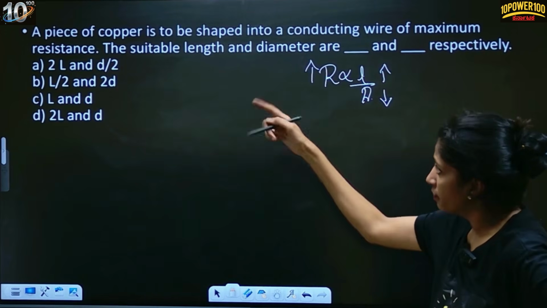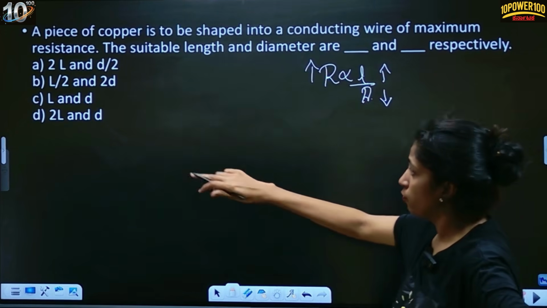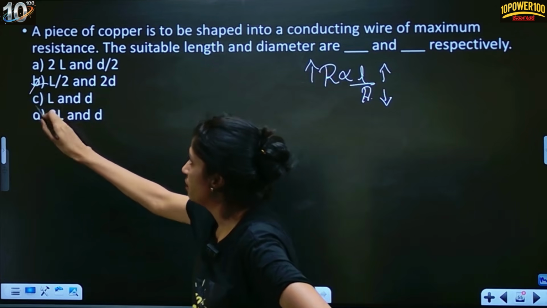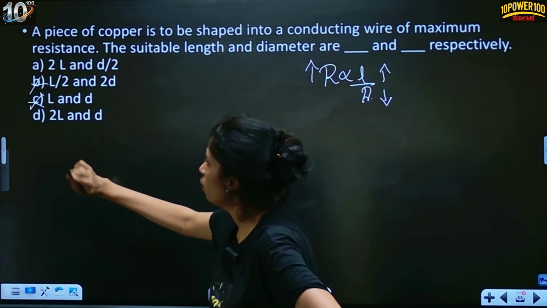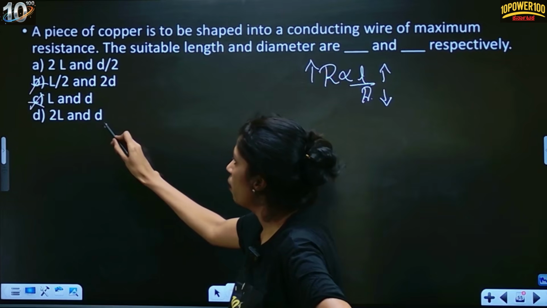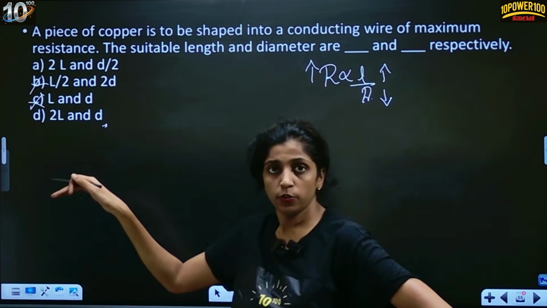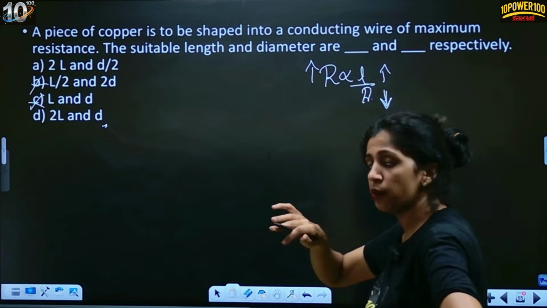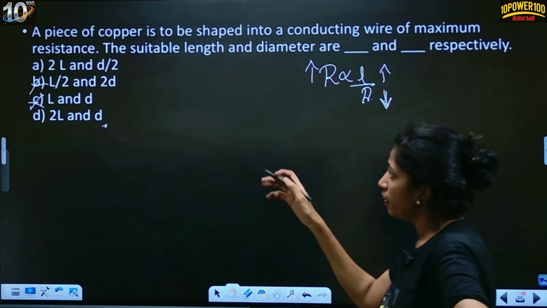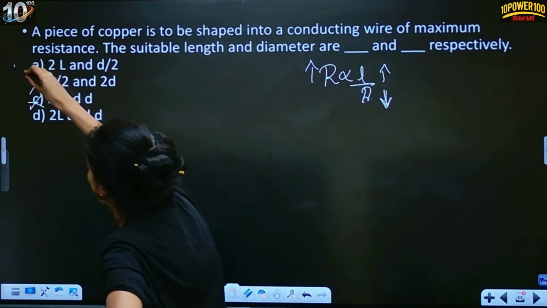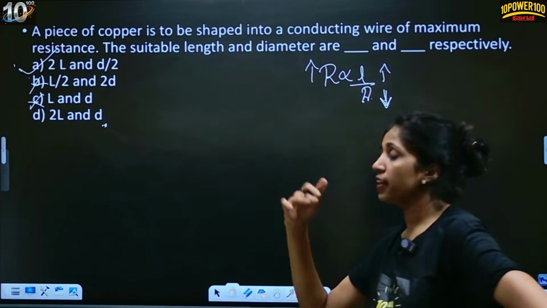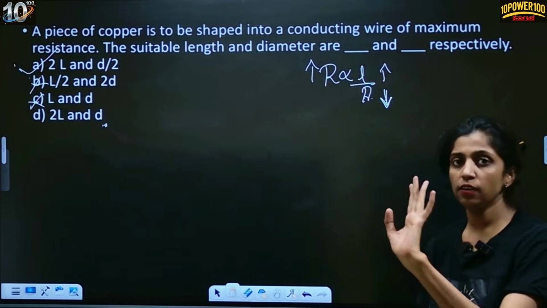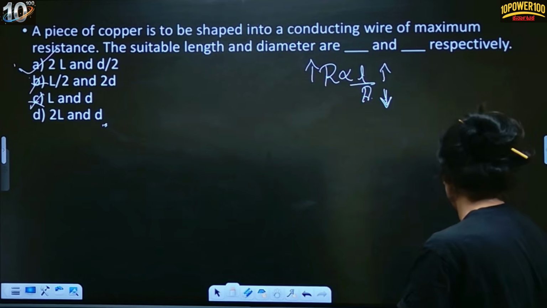In this case, check which has more length. The first option is 2L, the second option is L by 2, which is of course wrong, and same length gives same resistance. Even here you have 2L, but the diameter is just the same. The diameter should be less, the area should be less, only then resistance can be maximum. So option A is the correct option. If you take length as 2 times L and diameter as half of the diameter, then you will be getting a maximum resistance.